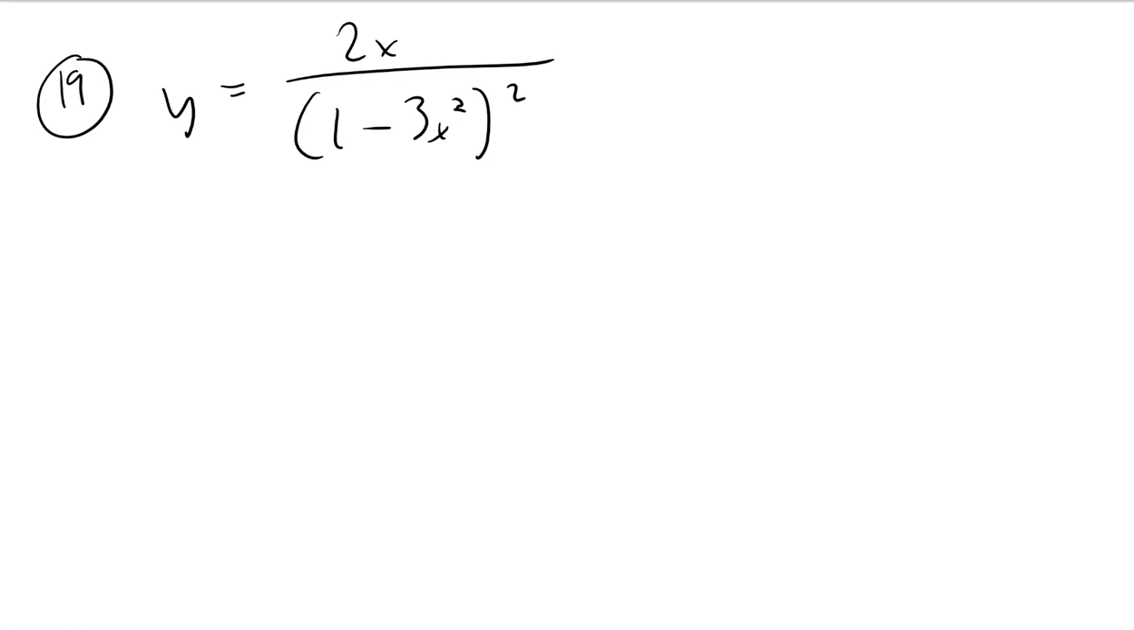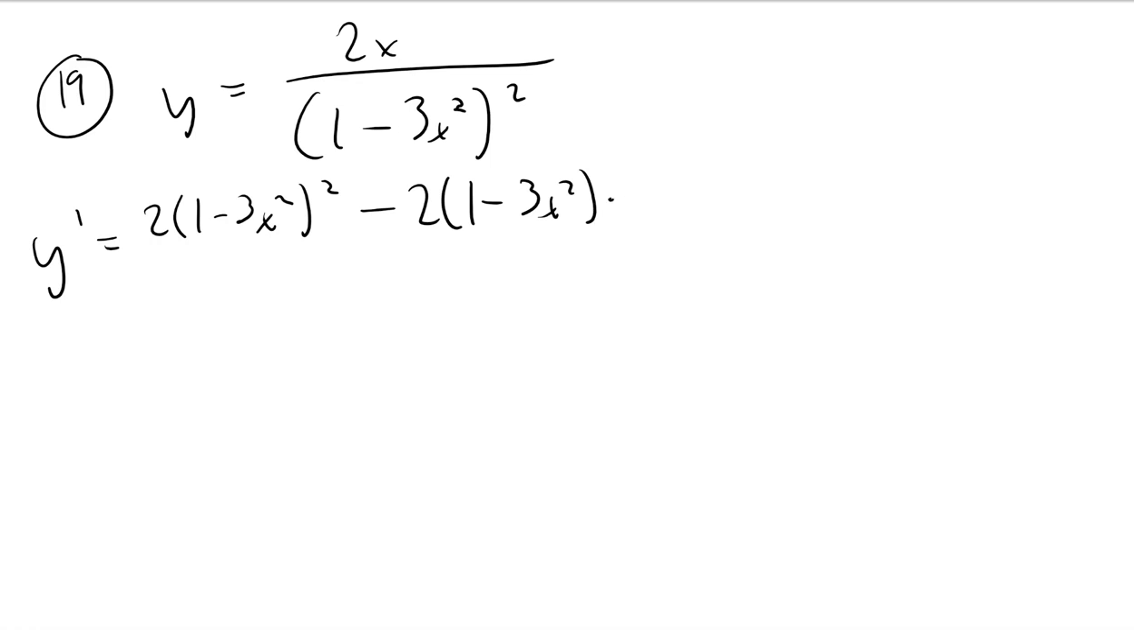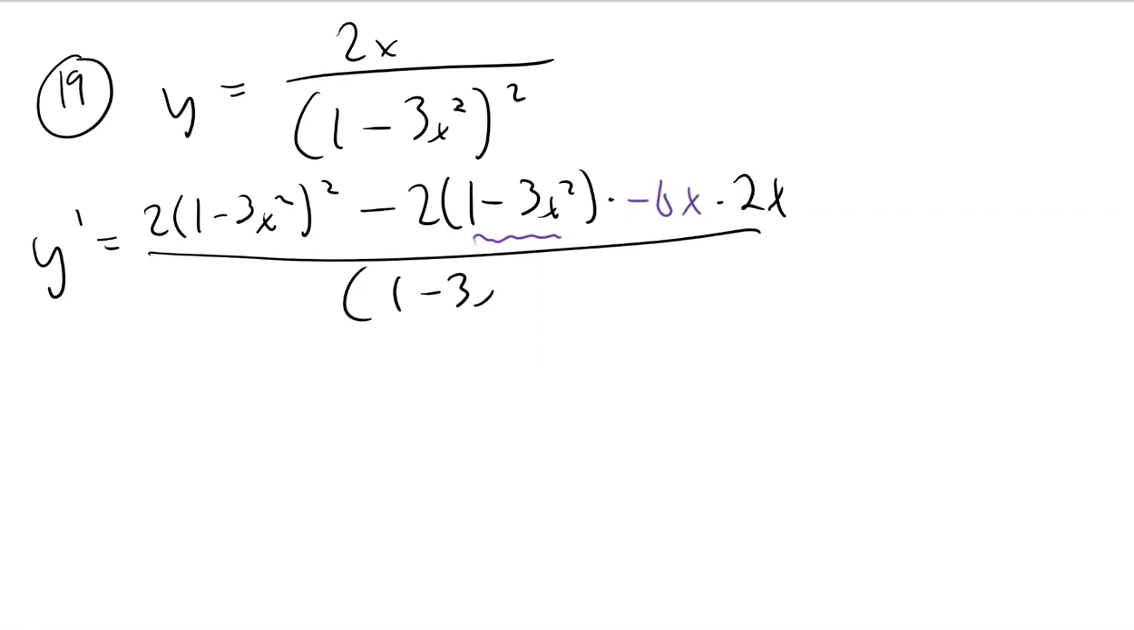Okay, looks like we should probably use the quotient rule on this one. So, the derivative of the top times the bottom left alone, minus the derivative of the bottom, which would be bring the power down, lower the power by 1, and chain rule, times the top left alone, all over the denominator squared.